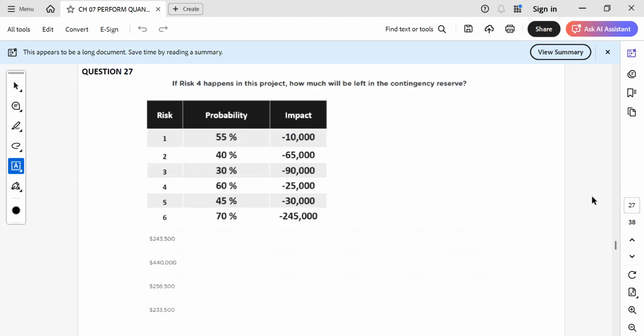Question 27: if risk 4 happens in the project, how much will be left in the contingency reserve? Help me solve this question. What was the total? Probability and impact are given, so we first have to calculate the EMV for the contingency reserve.